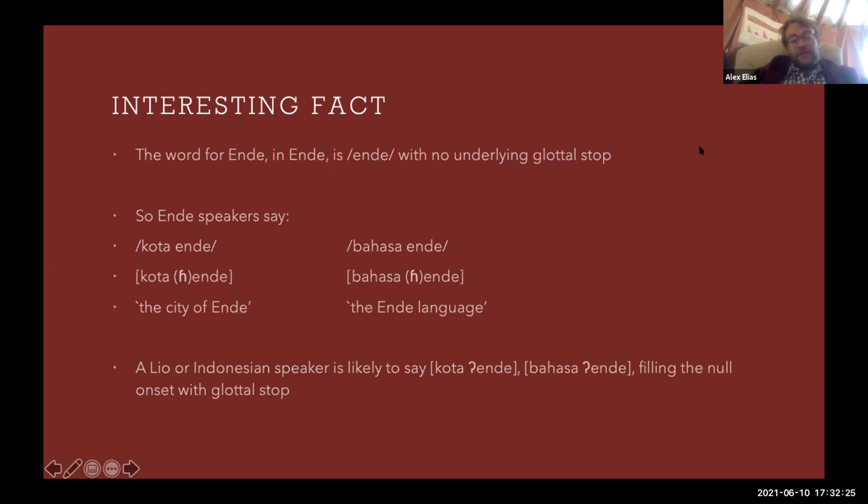This is kind of interesting. In Ende, the word for the language itself has no underlying glottal stop. So Ende speakers will say kota Ende, bahasa Ende. They will not say kota Ende, bahasa Ende with a glottal stop, which is clearly a mark of being a Leo speaker, say, or an Indonesian speaker, where you fill the null onsets with glottal stops automatically.